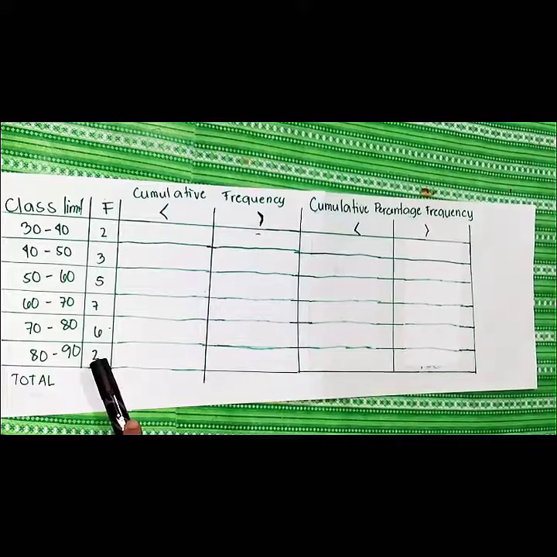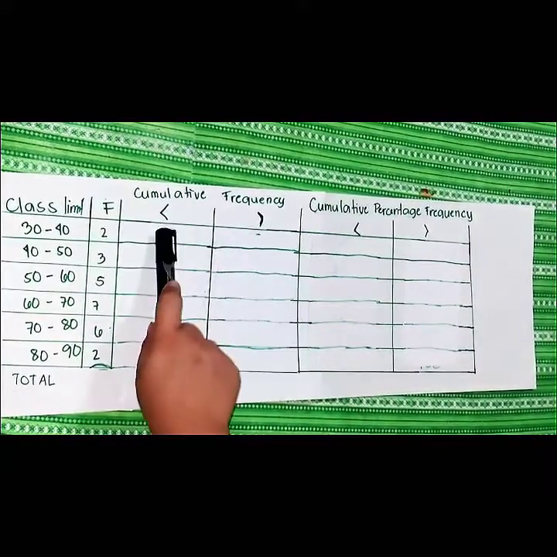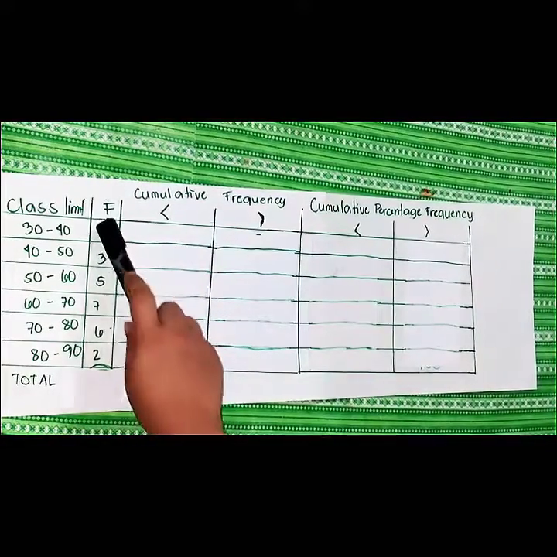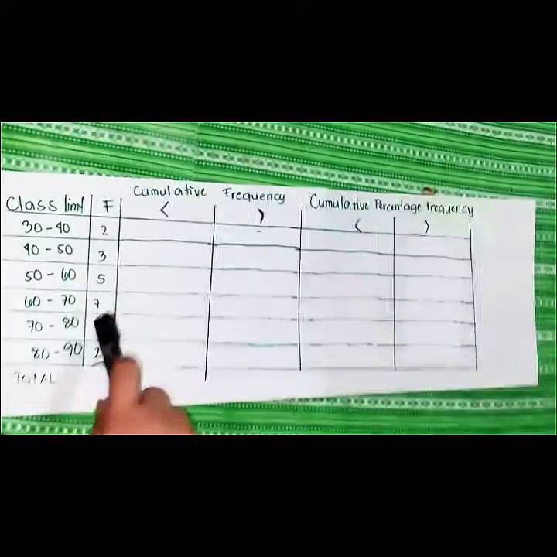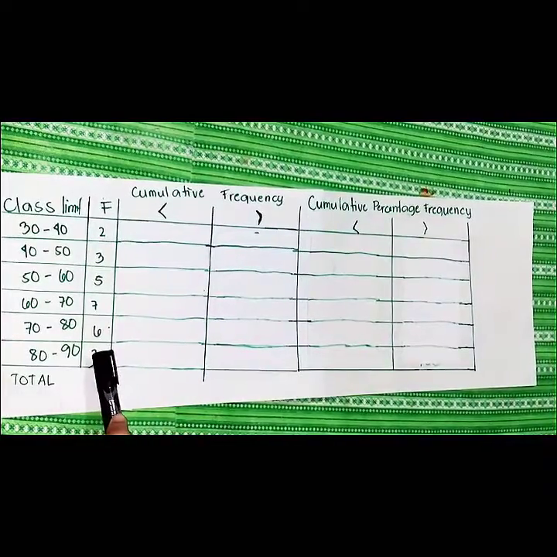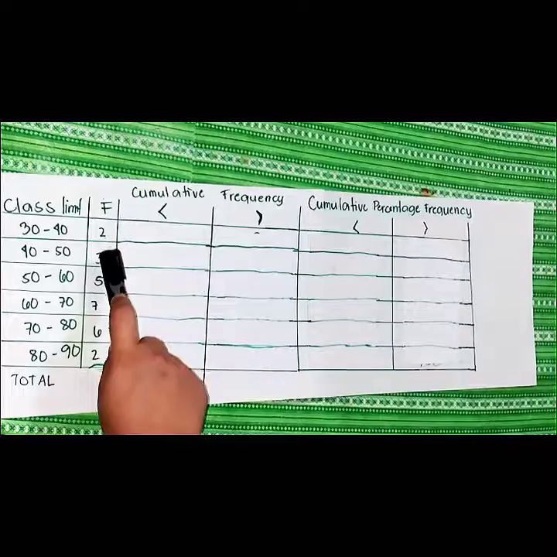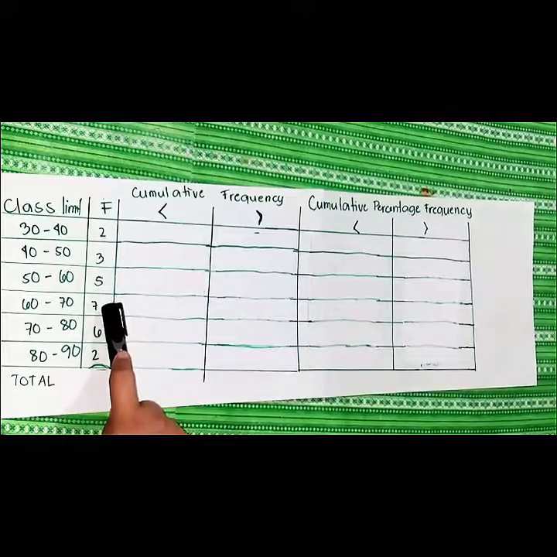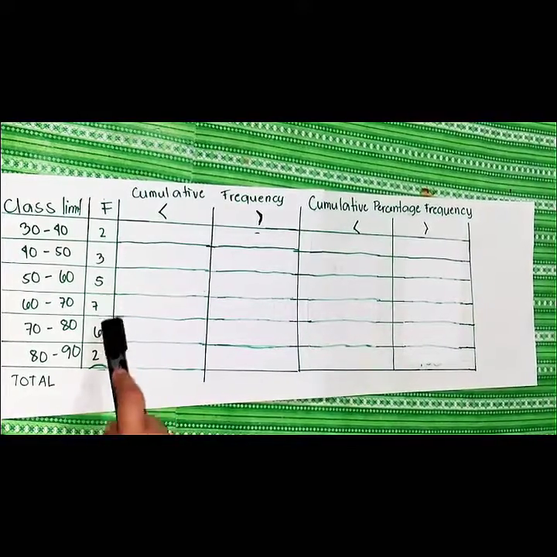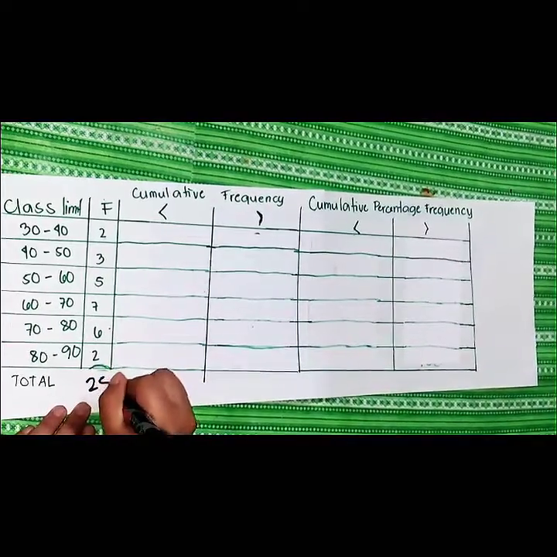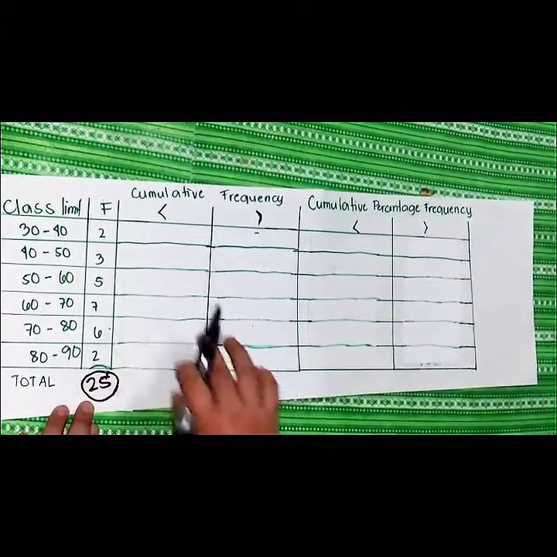Before we find the cumulative frequency lesser than, we will get the total of the frequency first. How to get it? We add all the numbers here. So 2 plus 3 is equals to 5. 5 plus 5 is equals to 10. 10 plus 7 is equals to 17. 17 plus 6 is equals to 23. And 23 plus 2 is equals to 25. So that is how to find our frequency total.